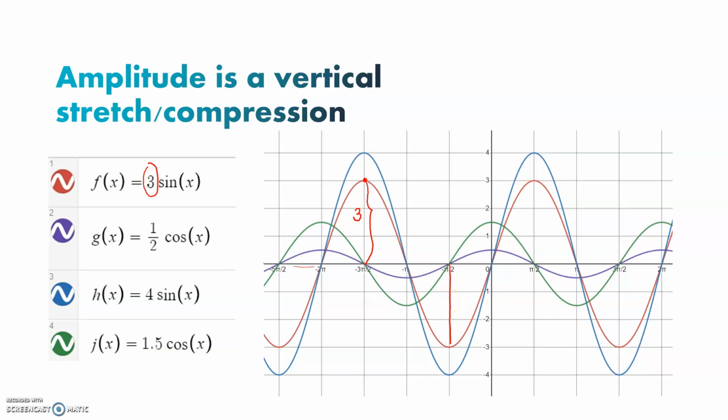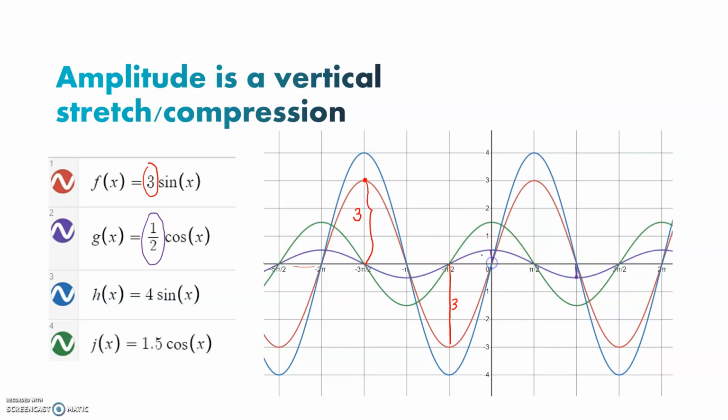And the reason it's equal is because an unstretched graph, a regular sine graph, has an amplitude of 1. If I multiply by 3, that's going to stretch everything 3 times 1. So the g graph has an amplitude of 1/2. And so let's look at the g graph. Oh, yep, it's going up and down to 1/2.